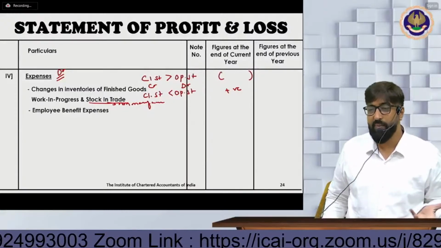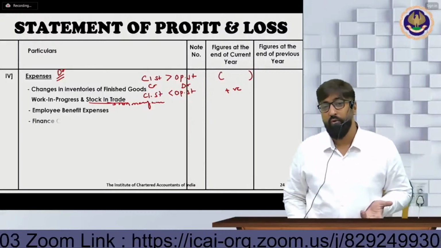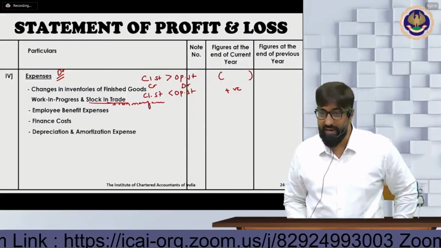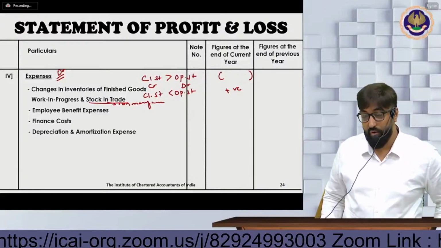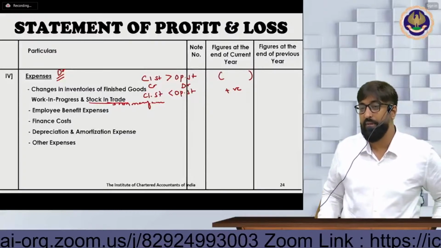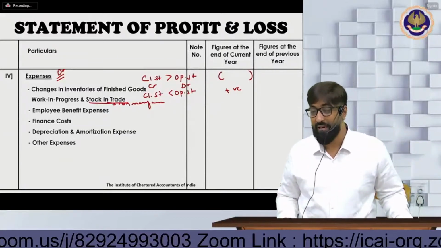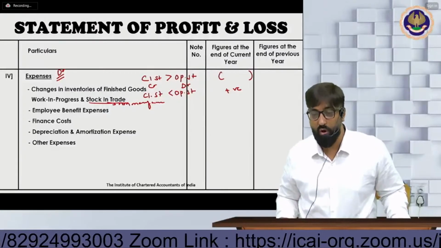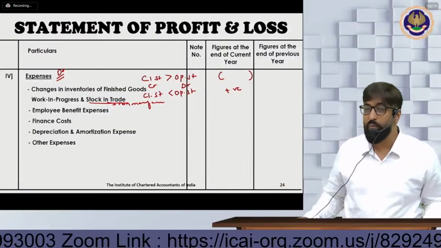Employee benefit expenses: whatever salary you are paying, bonus you are paying, provident fund contributing, you will write it all in the employee benefit expenses. Finance cost is interest which we are paying. Normally we write discount allowed also over here. Depreciation and amortization expenses. Depreciation is calculated by using the WDV method or straight line method. Straight line method is used by electricity companies only. Otherwise, normally in income tax we use the WDV method, but in the Companies Act both methods are given.